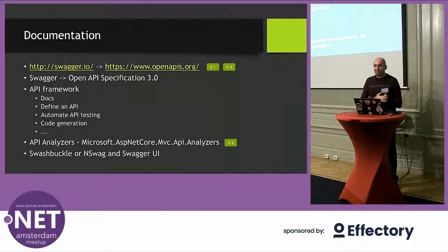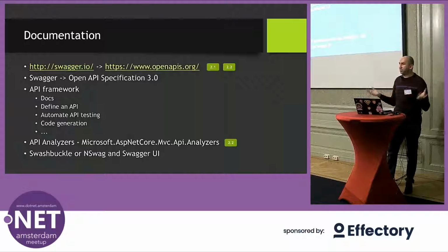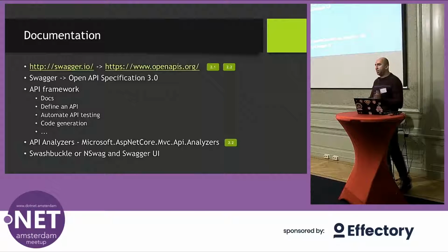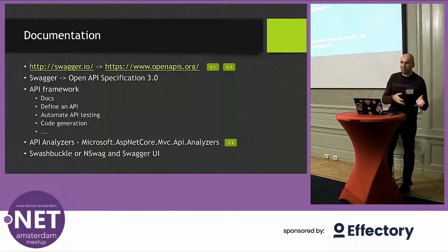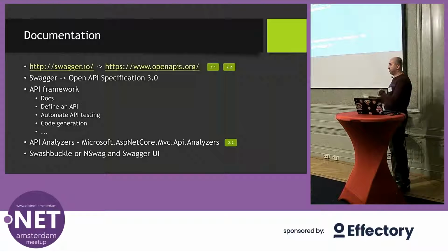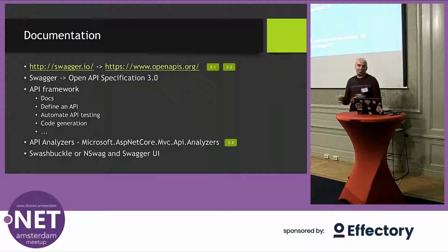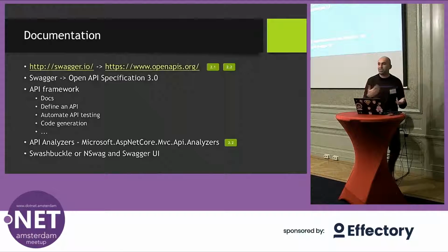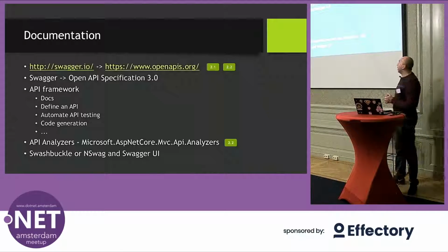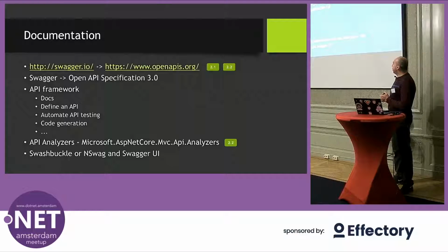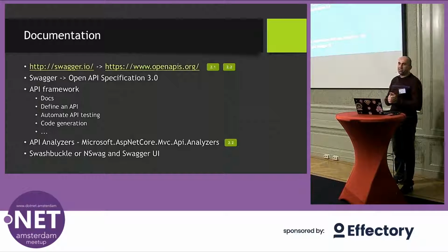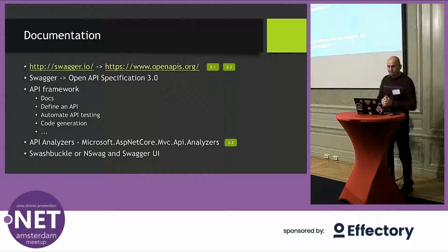So it's an API framework. You can use it to generate documentation for your APIs. You can actually define your APIs with it and then generate them. You can automate API testing. There are a lot of scenarios where you can use Swagger. So we'll see how it's integrated into ASP.NET Core later.